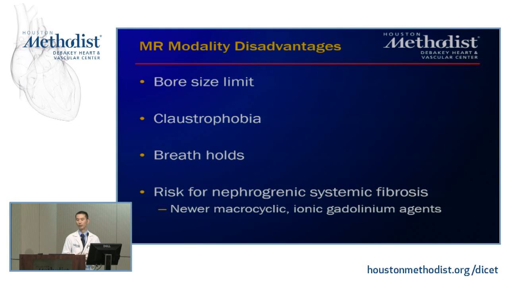And of course, I did mention that we do have a very rare risk of nephrogenic systemic fibrosis, more with renal patients. But we also use a fairly new generation contrast agent that seems to have much less risk of that, but the jury's still out on that.